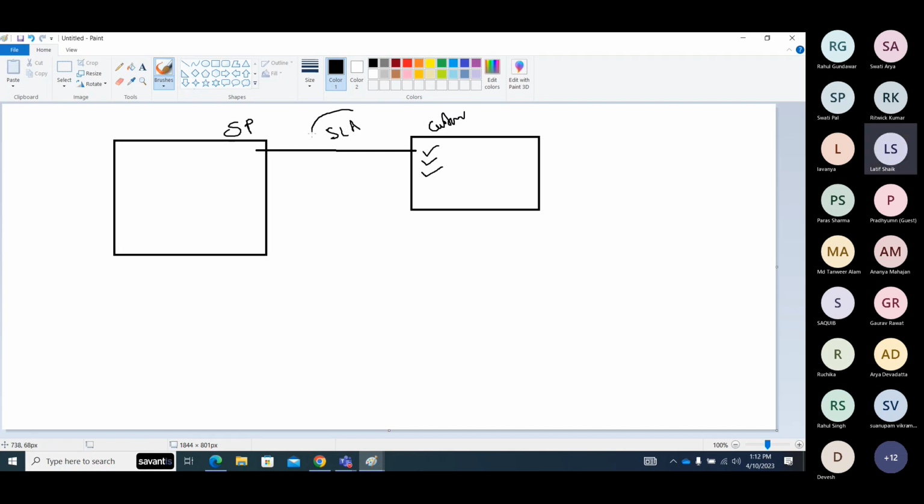Understand, guys, what is SLA? Between whom and whom? And what is what?